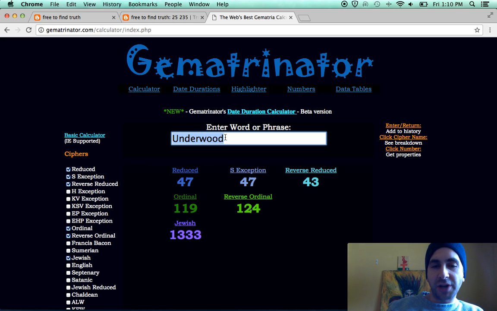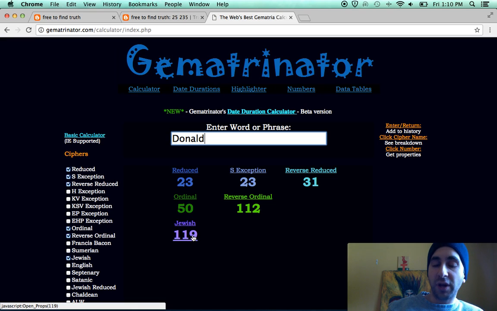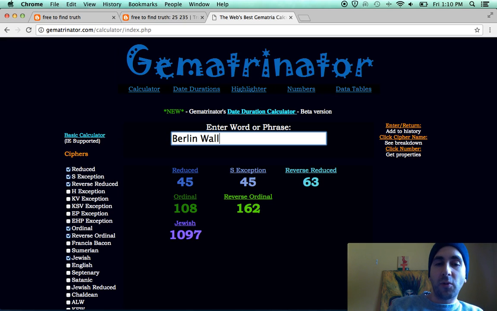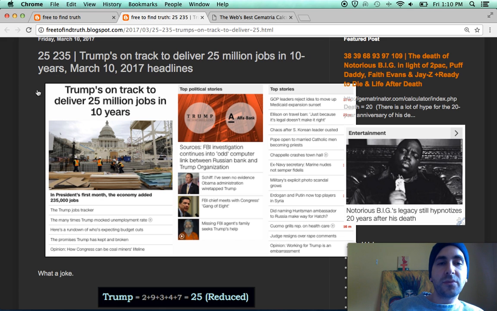And Jewish gematria, notice the 119 for Underwood. Donald's also 119, announced as the 45th president on the anniversary of the fall of the Berlin Wall, 11/9, 119. Berlin Wall, 45. Mr. Trump, who ran on building a wall. Anyway, Donald Trump, he's just the stooge. The market's not booming because Donald Trump's there. It's all part of the show.